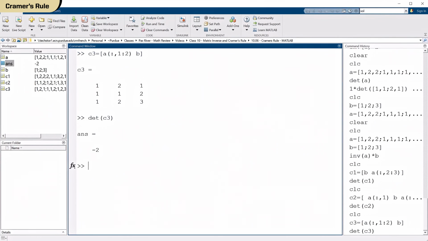So again, the big idea for the Cramer's rule is that you don't have to solve for all the unknown variables unless you want to. Using Cramer's rule, you can solve for just the ones you need one by one, and it's very easy to implement in MATLAB. I hope this helps, and we'll talk to you next time.